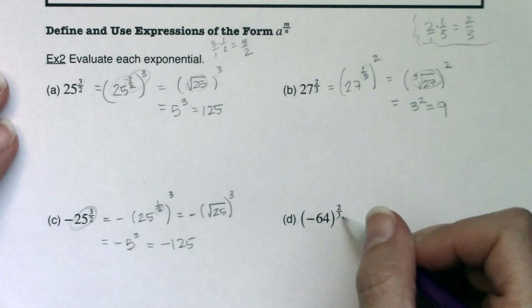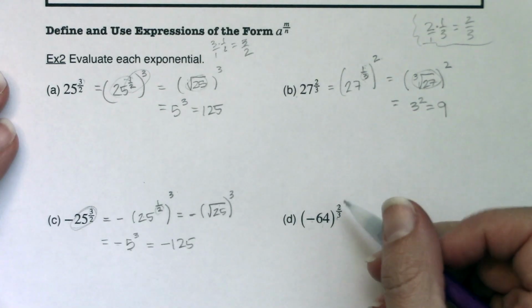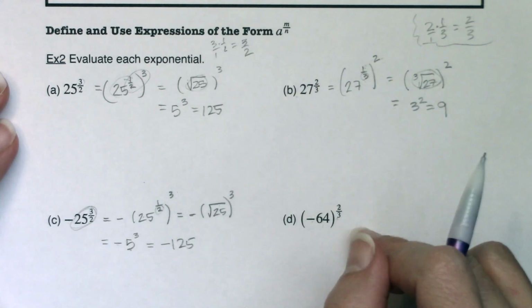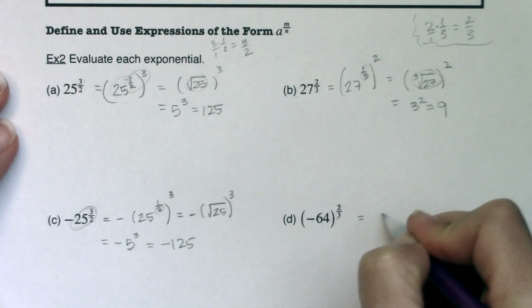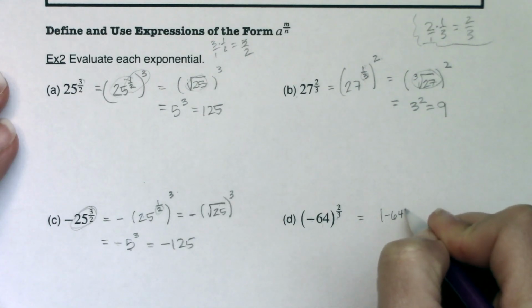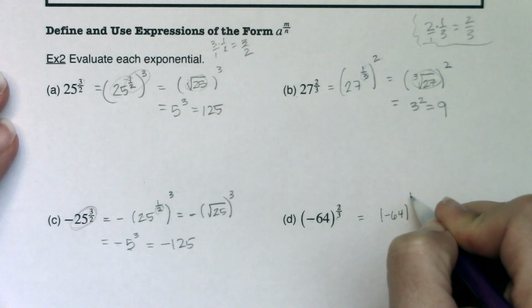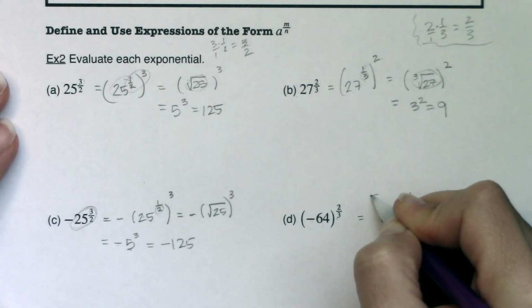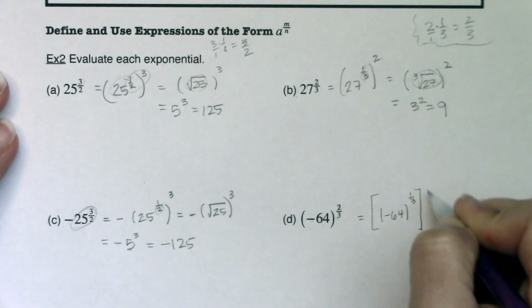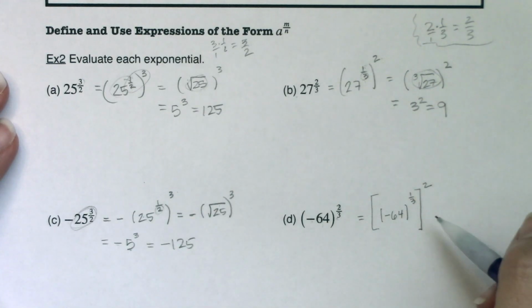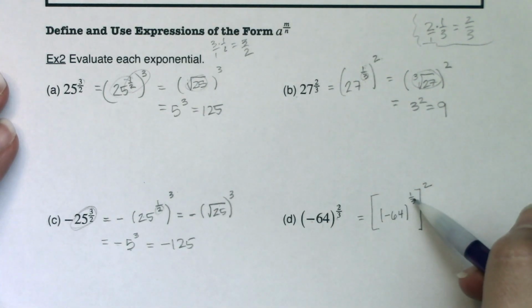All right, so let's think about negative 64 to the 2/3. And then I've got to make sure this is a real number. So as I think about this, this is going to be negative 64, and then I'm going to make this to the 1/3, and I'm going to put brackets around it this time, and square it. This helps me see a little more clearly that the index is going to be 3.